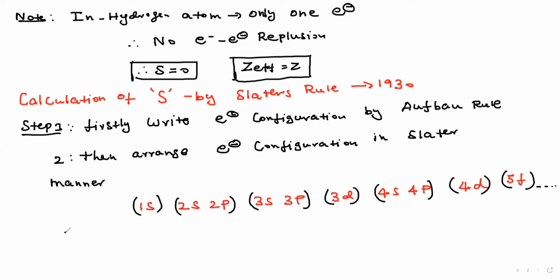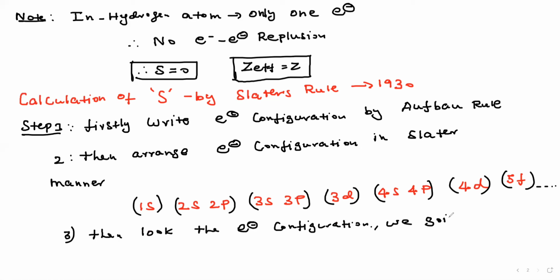Please note. Then look at the configuration. Look at the electronic configuration. Okay, we are going to find out the S value for the given electrons. Suppose in an example they mention which electron.